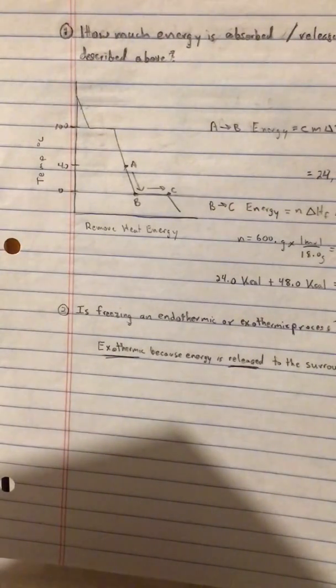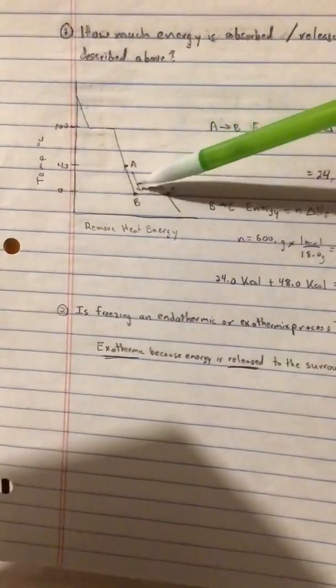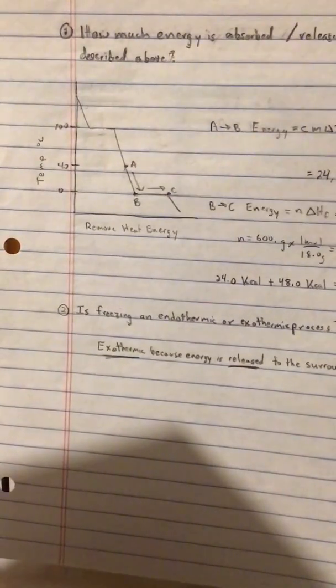All right, let's solve the problem. It looks like we have A to B is going to be a slope formula, B to C is a plateau formula. So once you get that picture and know what you need to do, that's probably the most important part. Okay, so going from A to B is CM triangle T.